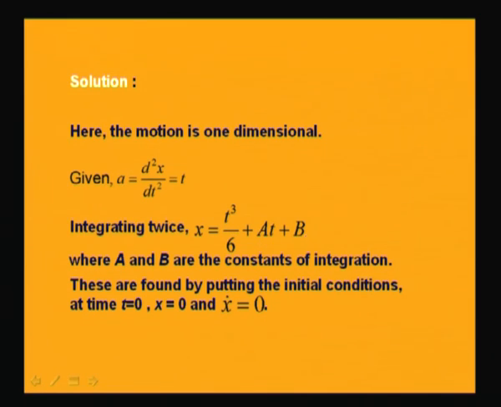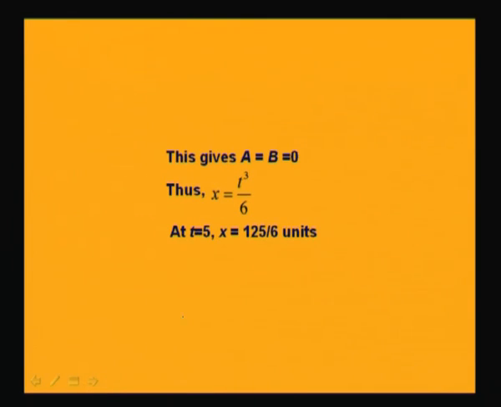If we integrate it twice, we get x is equal to t cube by 6 plus at plus b, where a and b are the constants of integration. The constants of integration can be found by putting the initial conditions. Since the particle starts from rest at the origin, at time t is equal to 0, x is equal to 0 and x dot is equal to 0.